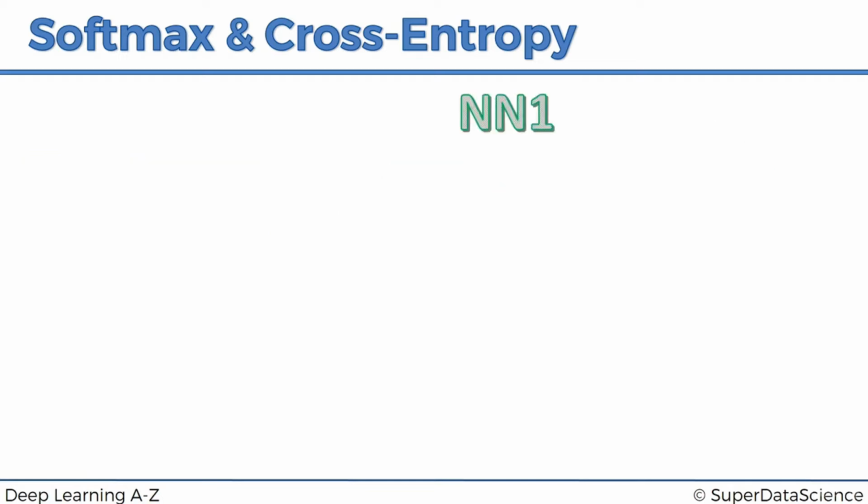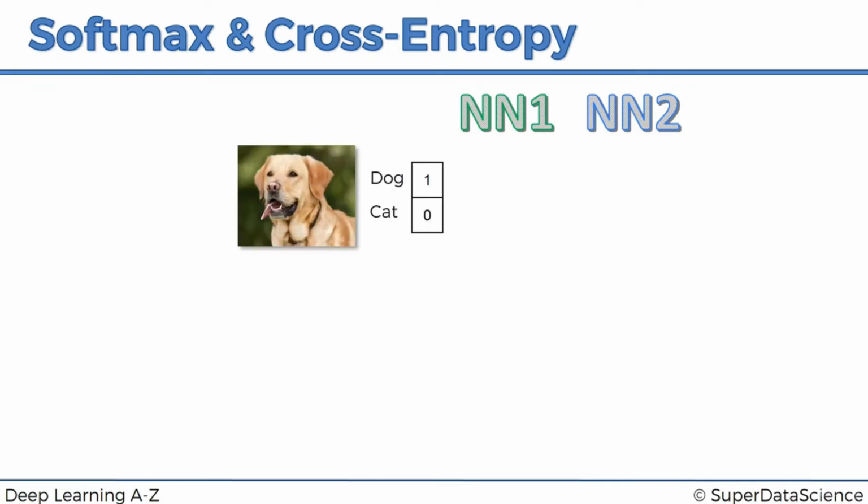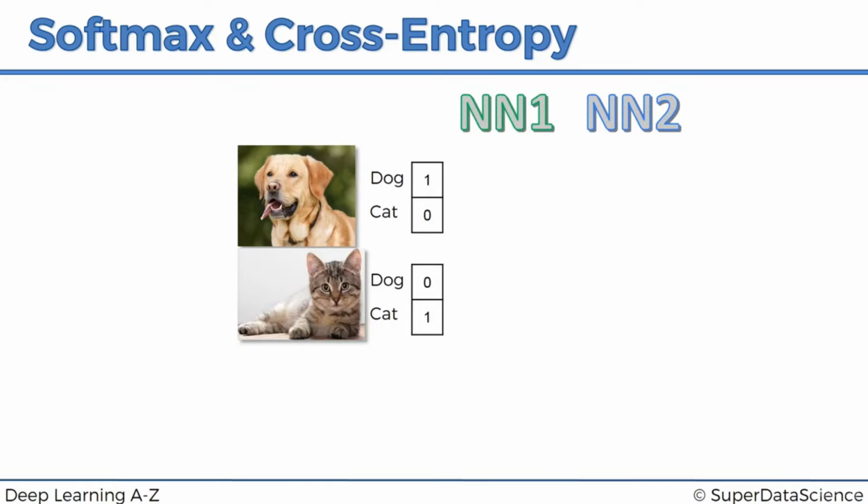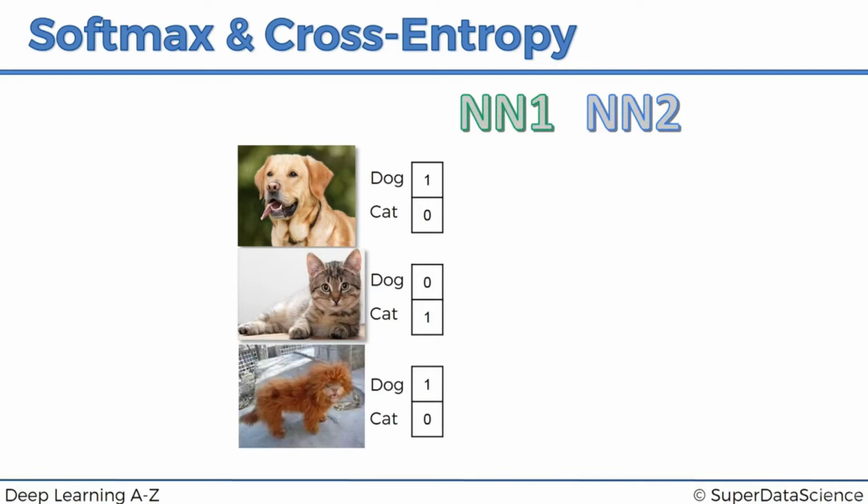Here's a neural net, and this will also explain why we're looking at different cost functions. Let's say we have two neural networks, neural network 1 and neural network 2, and we pass an image of a dog, and we know this is a dog and not a cat. Then we have another image of a cat, and it's a cat, not a dog. And here we have a weird looking animal, which is in fact a dog, not a cat, if you look very closely. So we want to see what our neural networks will predict.